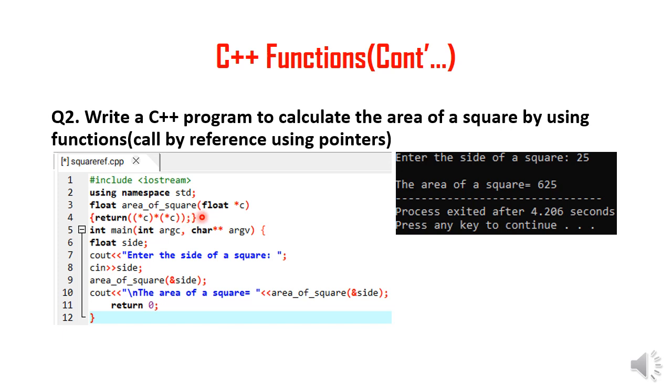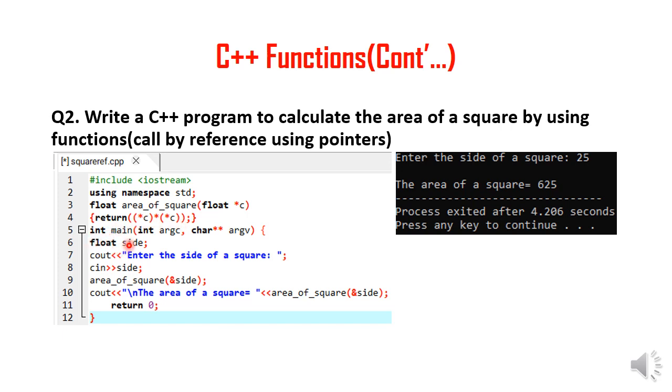Within the body of my function, we have the statement to calculate the area of a square. So we have return pointer C times pointer C. Remember that a pointer is a variable which stores the address of another variable. It means that during the call of this function, we will give it addresses so that the function gets access to the value that it will use to calculate the area of a square.